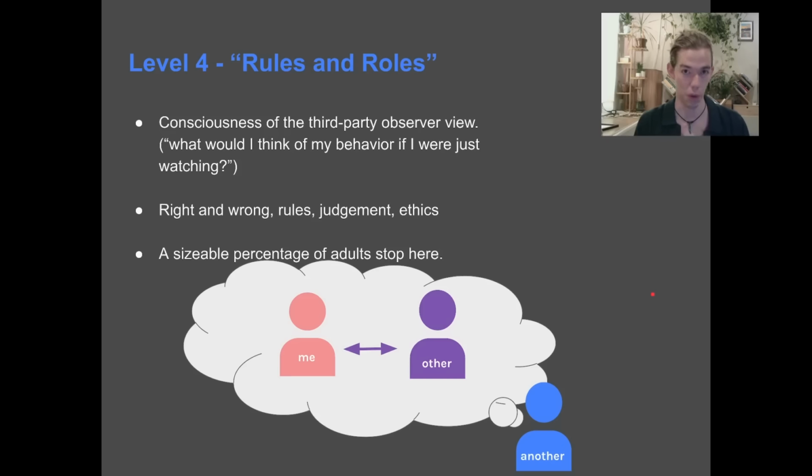All right, level 4. So level 4 is we take another step back from this consciousness of the third party observer view. You and I are interacting, but you have an idea of me and I have an idea of you. Not only that, but I can think about what a third party observer would think about our interaction, or I can think about what if two people were acting the way that we were and I was watching them. This is the depersonalized view, and this is where we get ideas of right and wrong. Not what will my actions do to you, but is this action right? Is it wrong? And we get rules and judgment and ethics, from the culture that you're in.